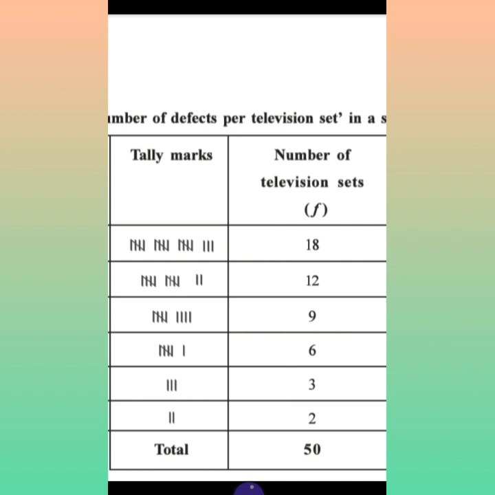The first one is 18, that is 3 groups of 5 each plus 3, that is 18. Then 2 groups of 5 each and 2, that gives you 12, then 5 plus 4 giving you 9, 5 plus 1 giving you 6, 3, then 2. The total should come up to 50.